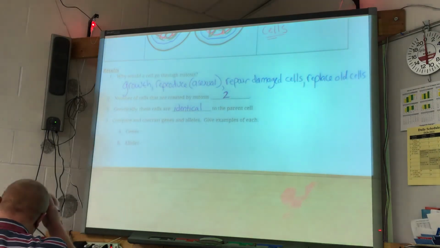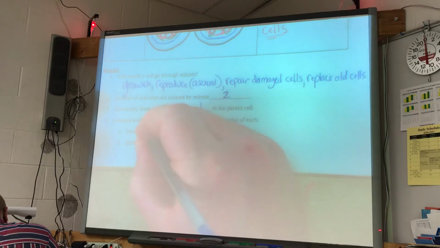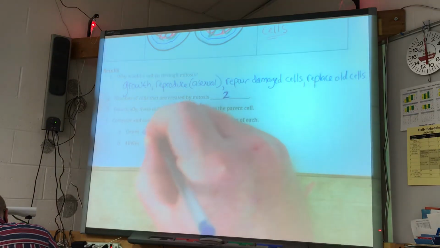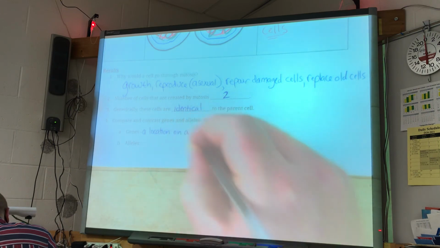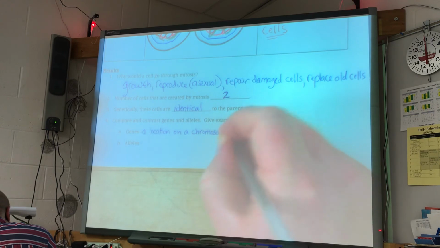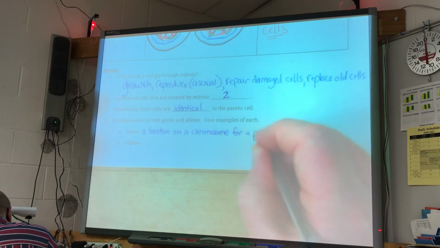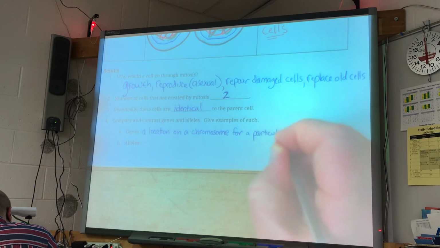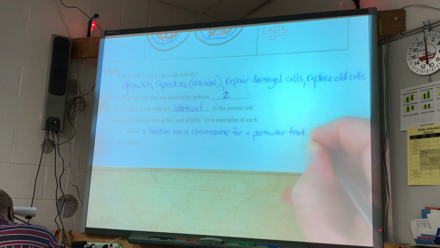Okay, so genes and alleles, these are terms we're trying to introduce now because we're going to see them a little bit. A gene is a location on a chromosome that codes for a particular trait. Eye color is an example. Hair color is an example. An allele is a variation of that gene. Blue eyes, brown eyes, green eyes. Red hair, blonde hair, brown hair, black hair. Those are variations of hair color. Those are variations of a gene. So a gene is a location on a chromosome for a particular trait.